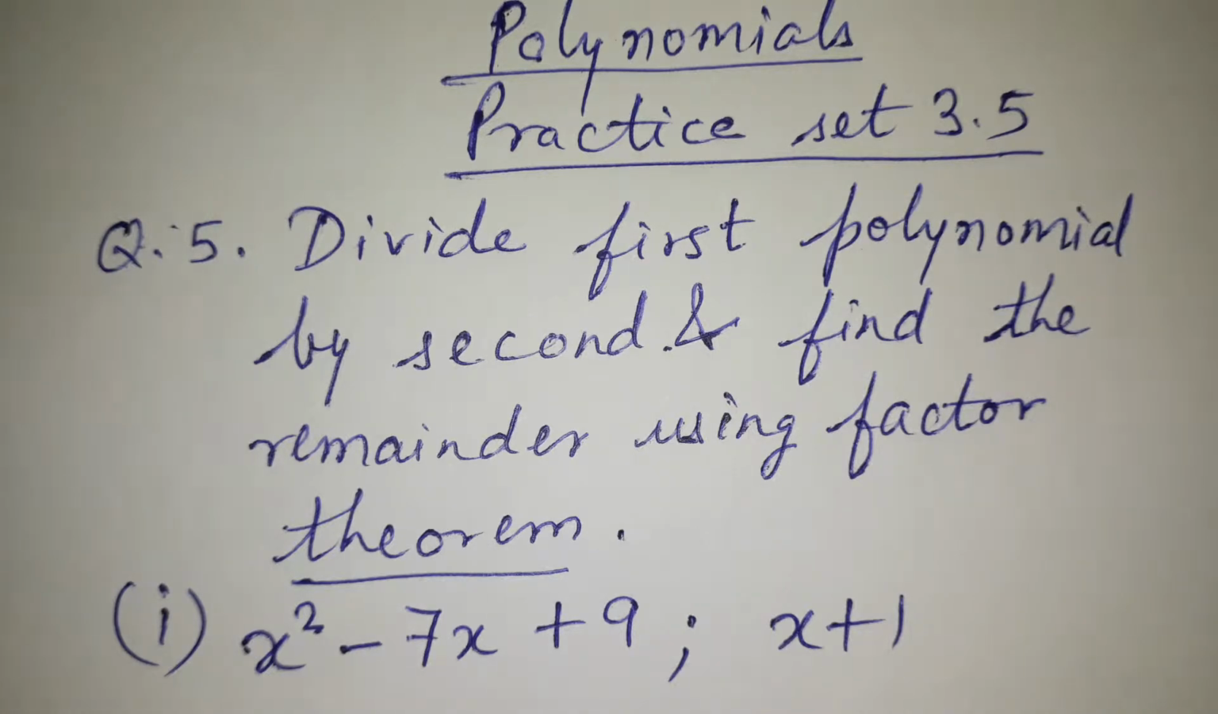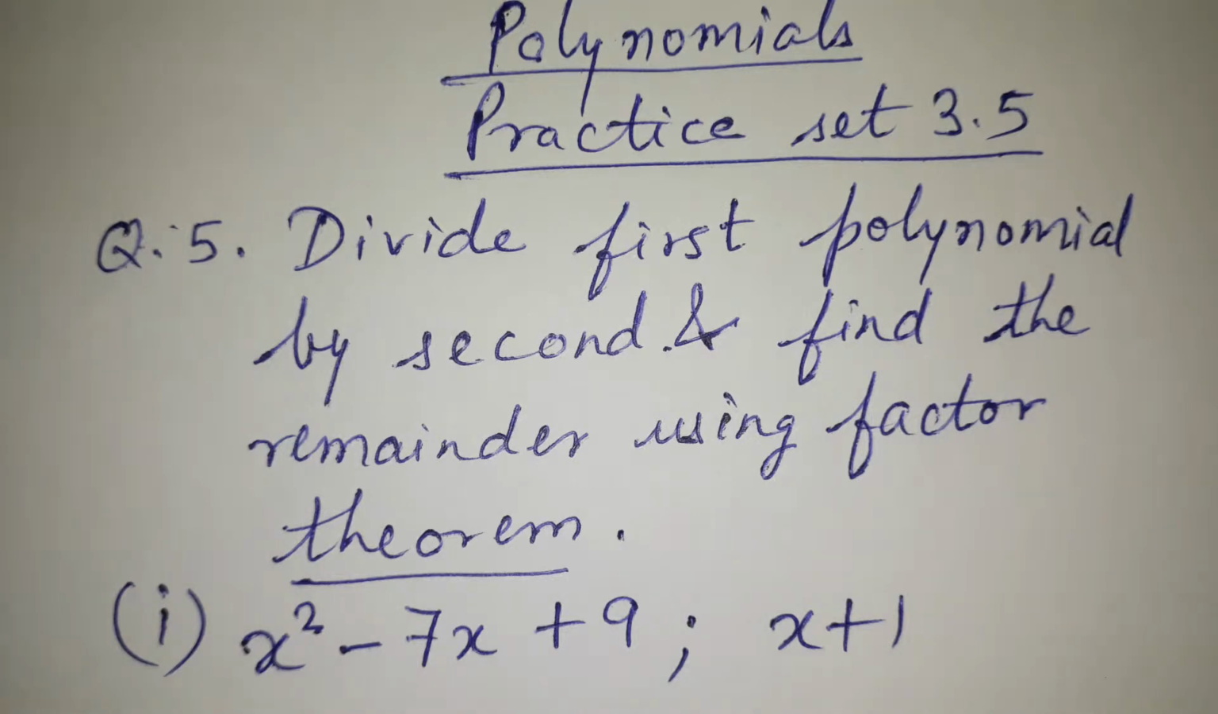Let us first understand what the factor theorem and the remainder theorem are. Actually, the remainder theorem and the factor theorem are the same up to a certain point. When we are given two polynomials, a dividend and a divisor, we put the divisor equal to 0 and find the value of the variable. If we put that value in the polynomial, we get the remainder.